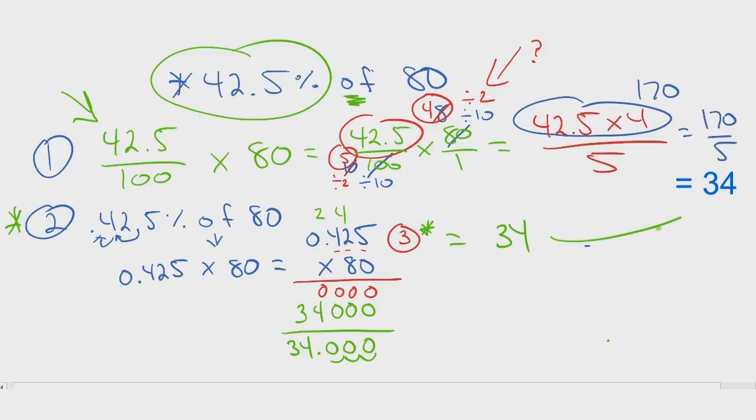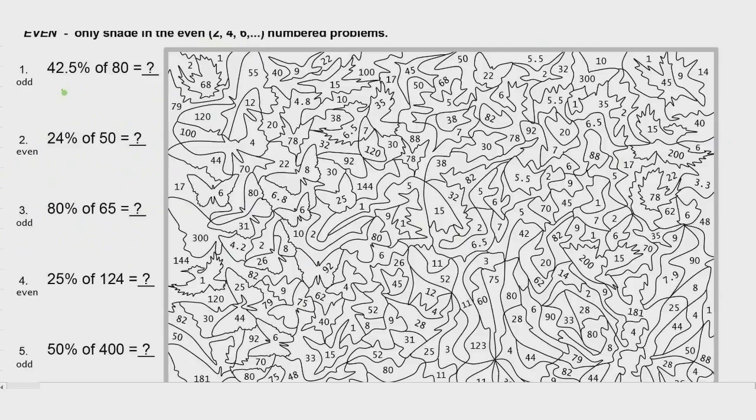If you get confused when I'm taking a shortcut, just remember you can solve any percent of a number problem by using step 1 or step 2. And if you're confused, don't worry. We're going to start doing the problems and I'll help you out. So we know the answer for problem number 1 is 34. I'm going to write 34 right here.